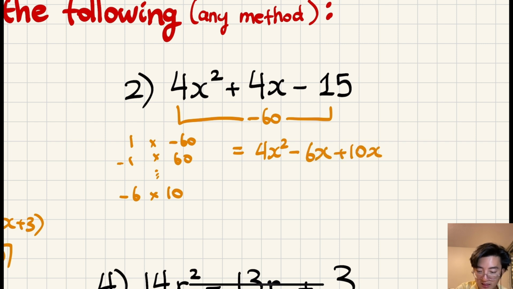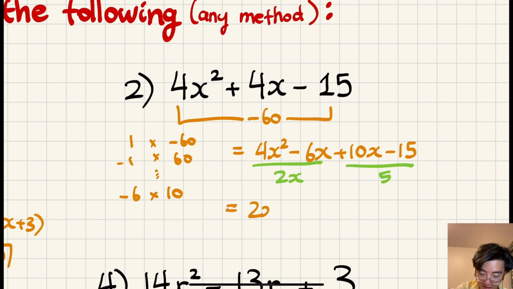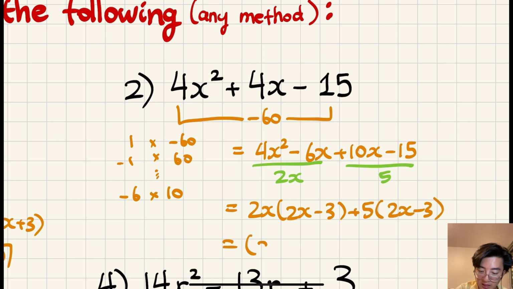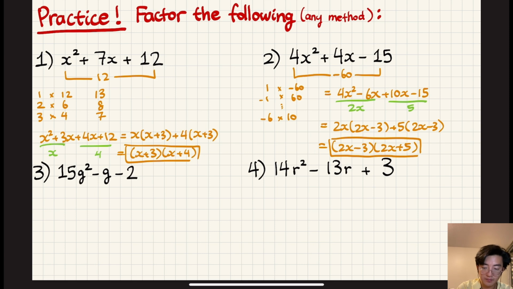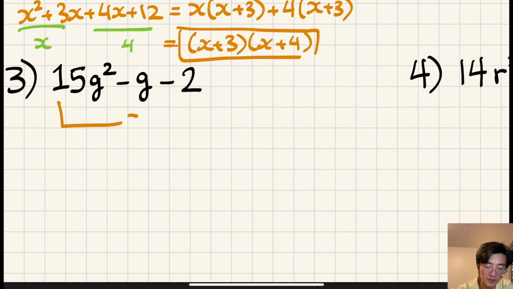So with that, we will decompose this into 4x squared minus 6x plus 10x minus 15. First term, we can take out a 2x. Second term, we take out a 5. Taking out a 2x, you get 2x minus 3. Taking out a 5, we get 2x minus 3, which means that our answer is (2x minus 3) times (2x plus 5).